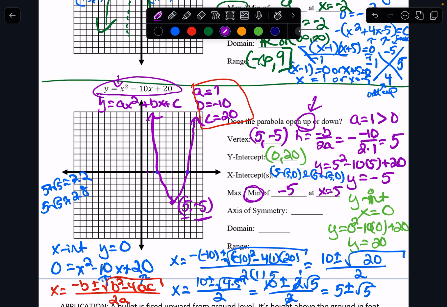Okay, the axis of symmetry again goes through the vertex, so it has to be the same as the x coordinate of the vertex. So x equals 5 is our axis of symmetry. The domain for all quadratic functions is negative infinity to infinity, all real numbers. Our range, since we have a minimum, we look at what the minimum is, which in this case is negative 5, where it starts, and it goes all the way to infinity.